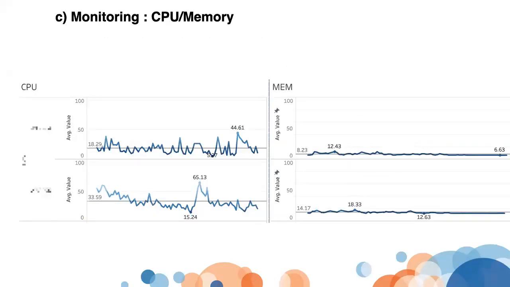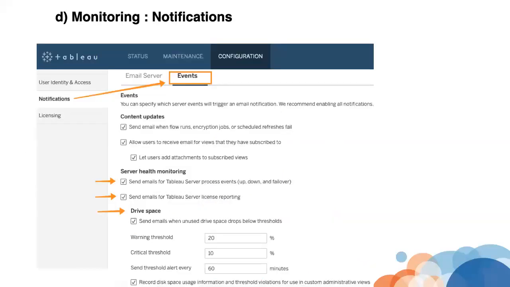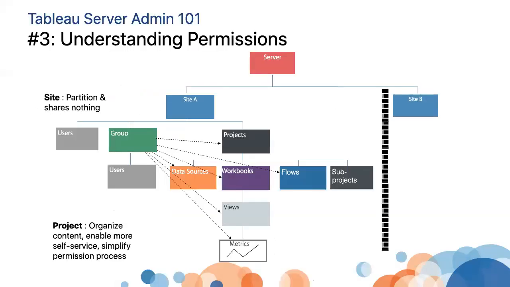CPU and memory, of course, depends on the systems, Unix, Linux, or Windows. There are different ways to monitor your CPU and memory. And for Tableau's own TSM events, you've got to subscribe as an admin. So that's monitoring. Number three is understanding the permissions.